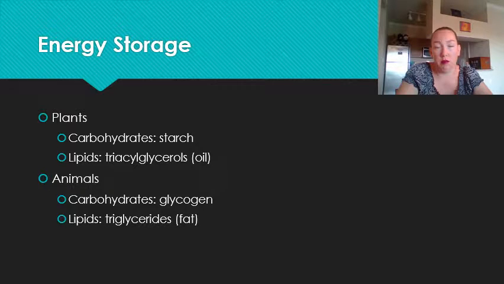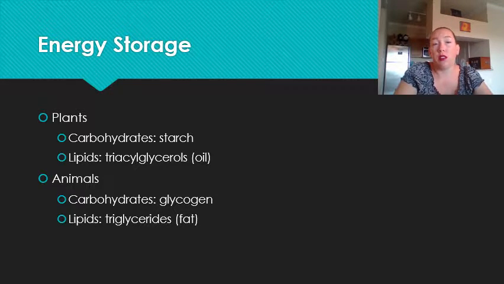Plants and animals both need to store their energy, and they do it very similarly. Both have carbohydrate and lipid storage molecules. So we're going to look at these. In plants, their primary carbohydrate for storage is starch. Starch is just a straight chain of monosaccharides. It's just a bunch of glucose molecules linked together.